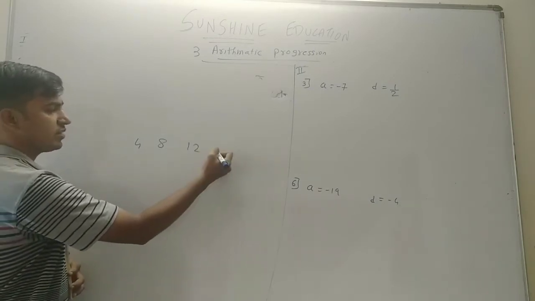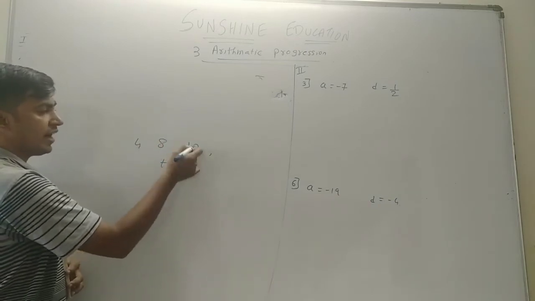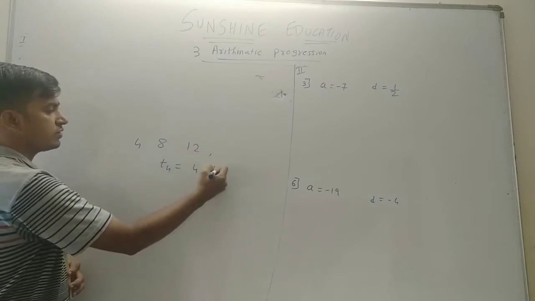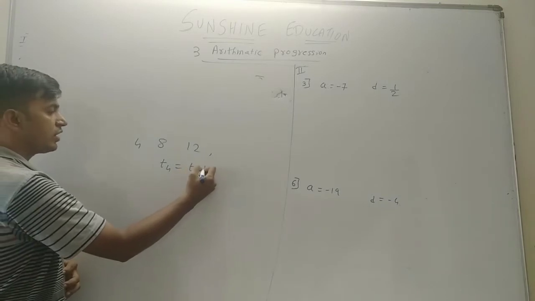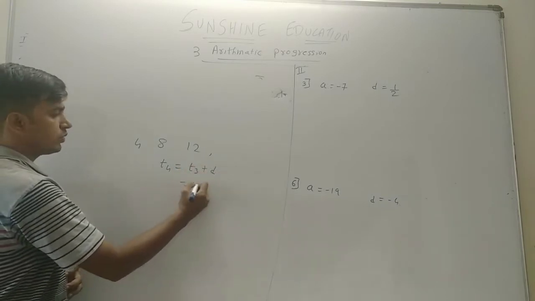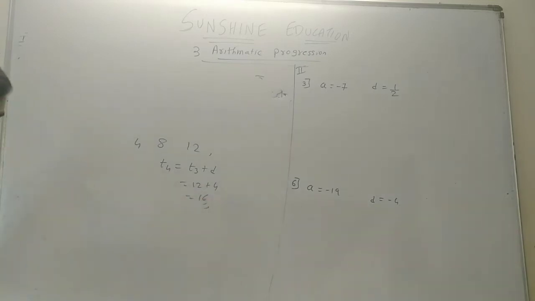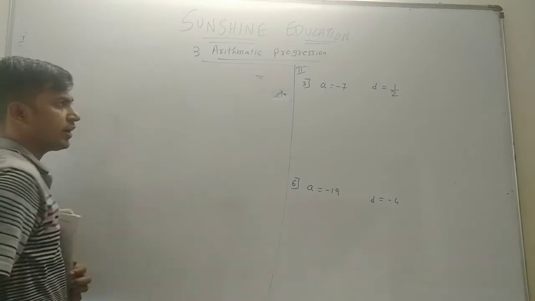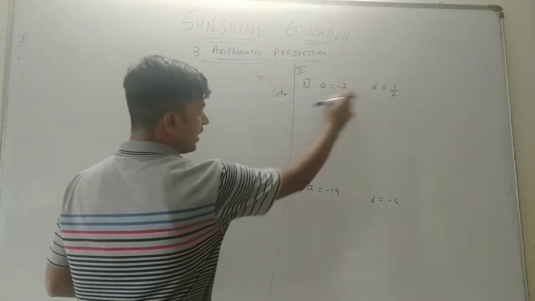So to get the next number, that is t1, t2, t3, then t4, I will have to add 4, that is the difference, to the previous term, that is t3. Or you can say t4 is nothing but t3 plus d. So it will be 12 plus d, which is 4, so it is 16. Okay, so in this way we can find out the arithmetic progression. Finding an arithmetic progression means finding at least 4 terms in the sequence. So we have a, we have d.